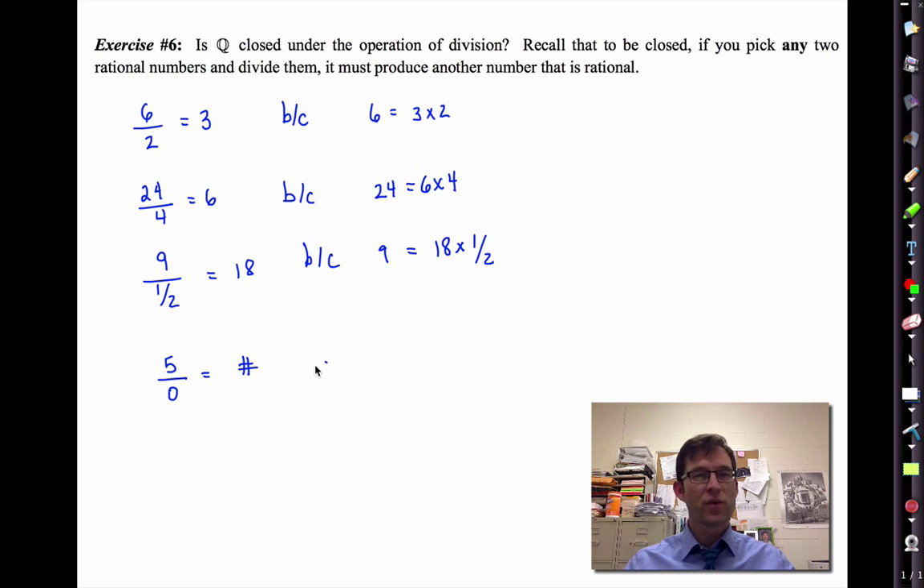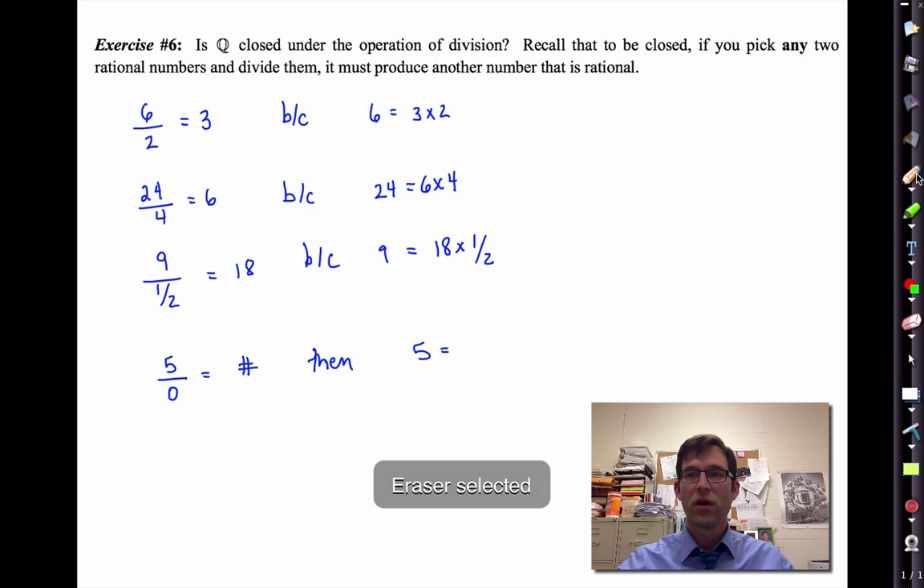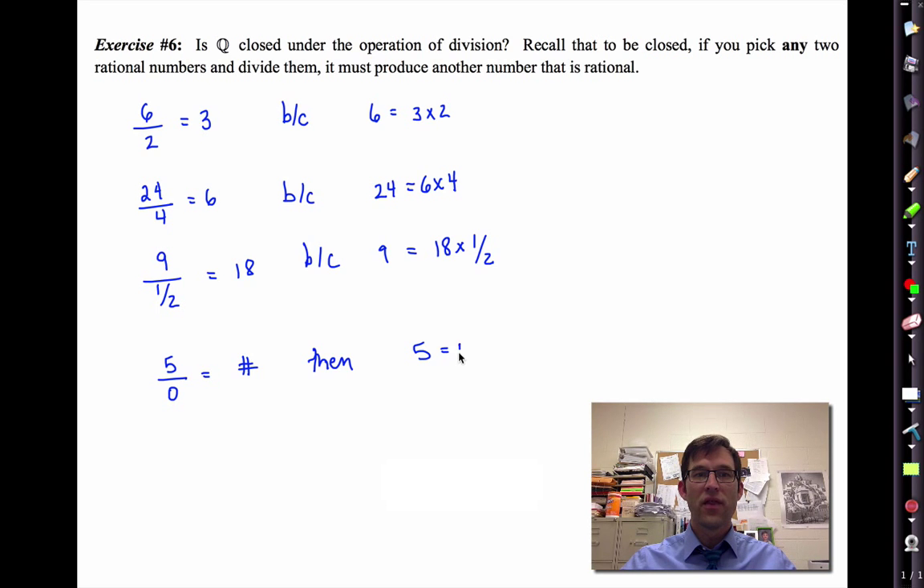So think about this. Well, if that was true, this is kind of like what's called a proof by contradiction, then 5 would equal 0 times that number. Or actually, let me be a little bit more consistent with what I was writing before. 5 would be the number times 0. But that's always equal to 0, and 5 doesn't equal 0. That's it.